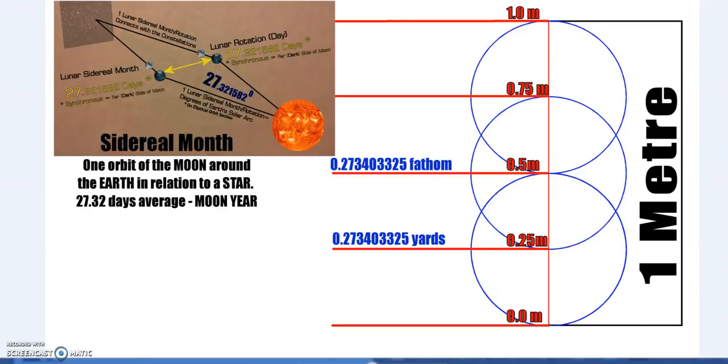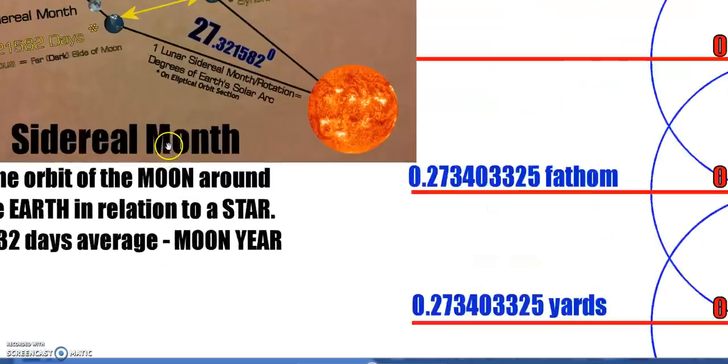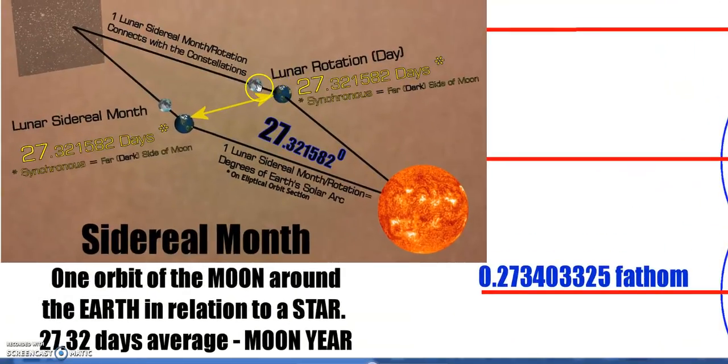Well, a sidereal month. The 30-day calendar month is based on the full moon, a relationship of sun, earth, and moon. But a sidereal month is a relationship of earth, moon, and stars. You maybe would have heard of a 28-day month; well, that's a lunar year, you could call it. A sidereal month is one orbit of the moon around the earth in relation to a star. That happens on average every 27.32 days.